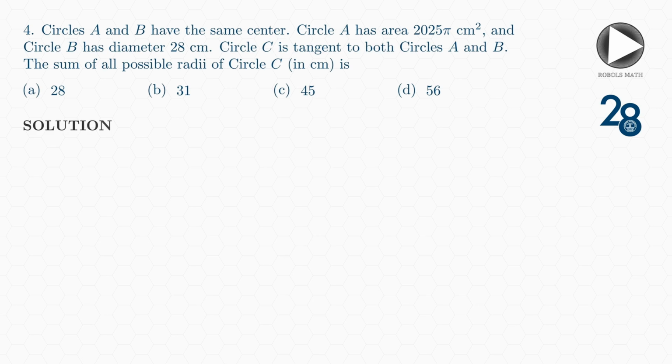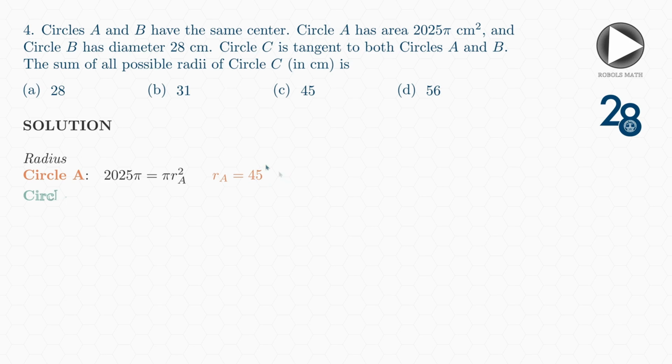Before we actually look for the radius of circle C, I suggest that we first work on the radius of circle A and circle B, just to be consistent. We're given that the area of circle A is 2025 pi, and we know that the area of a circle is pi r squared. So if we let the radius of A be r sub A, then we have 2025 pi equals pi r squared. You cancel the pi on both sides, and you'll get r sub A equal to the square root of 2025, which is 45. Right?